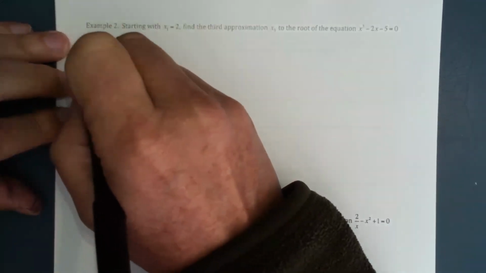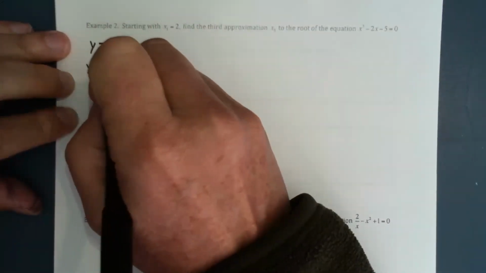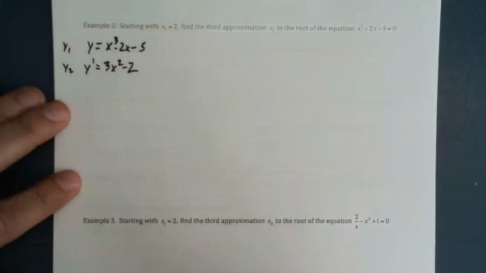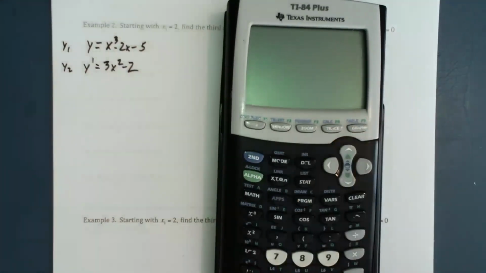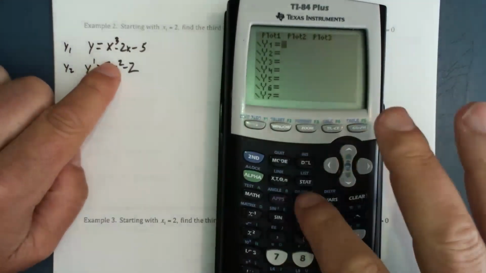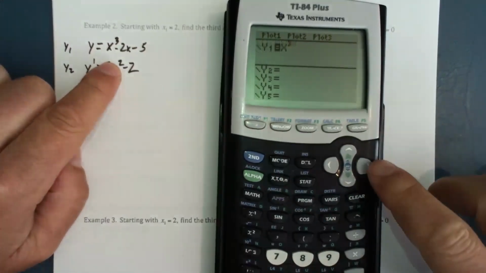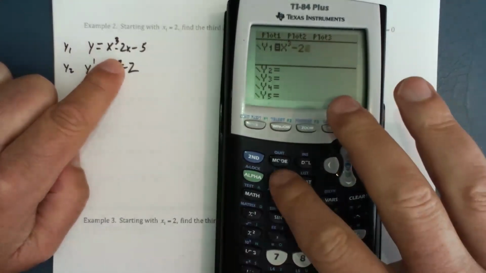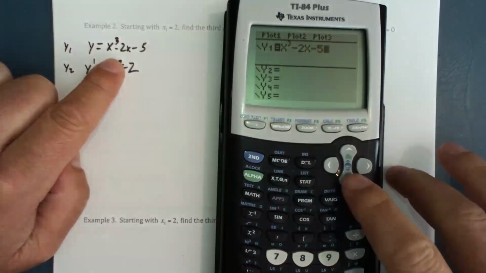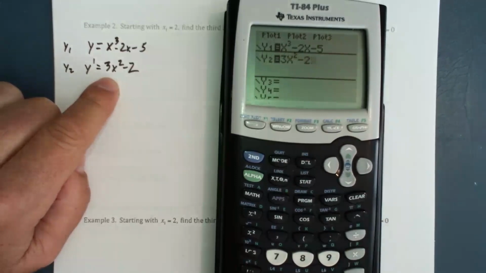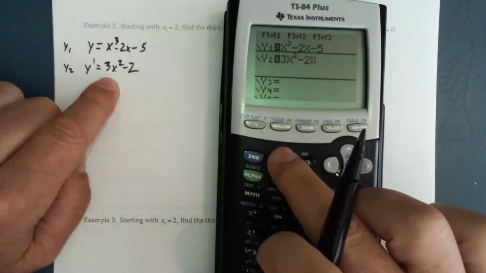And we'll need the derivative function for this as well. And here's what I'm going to do. I'm going to load this into y sub 1 and this one into y sub 2 in my graphing calculator. So I'm going to have x cubed. And I have to hit the right button for mine to get out of the exponent. You might have to do that as well. Minus 2x minus 5. And y sub 2 is going to be 3x squared minus 2. So make sure you load that in.